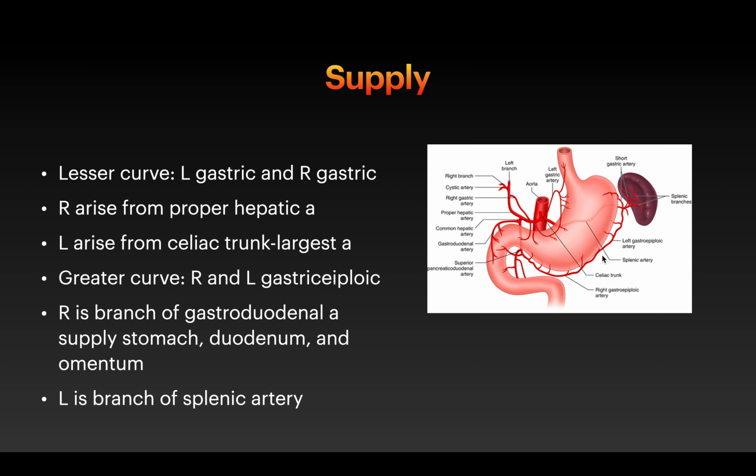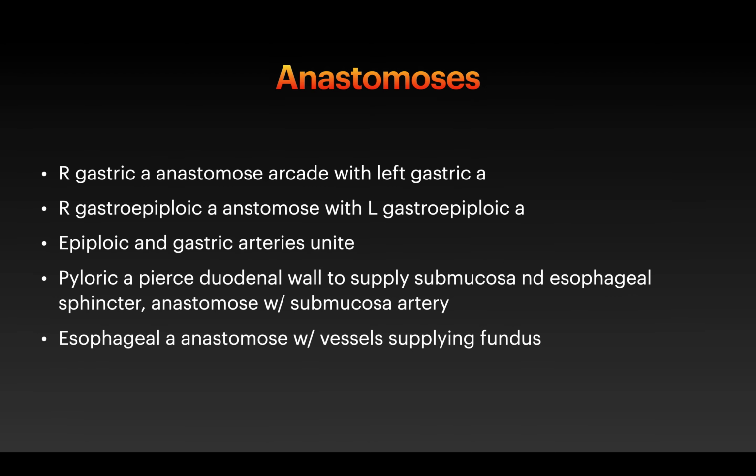And the greater curve is going to be supplied by the right and the left gastroepiploic artery. The left gastroepiploic artery is a branch of the splenic artery. As you can see, it also supplies the spleen, and it kind of curves in the back. The splenic artery curves in the back and is also supplied by the aorta. So the right is a branch of the gastroduodenal artery, and that supplies the stomach, the duodenum, and the omentum. So there are some important anastomoses. The right gastric anastomosis will form this arcade, which is kind of like loops.